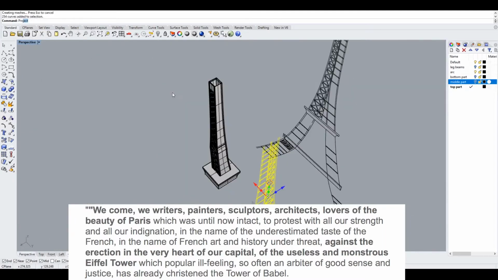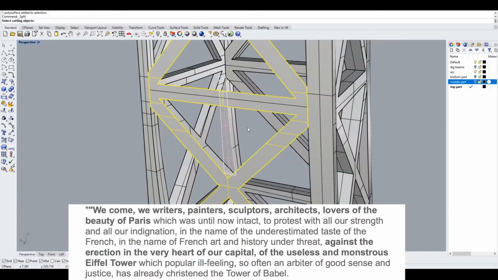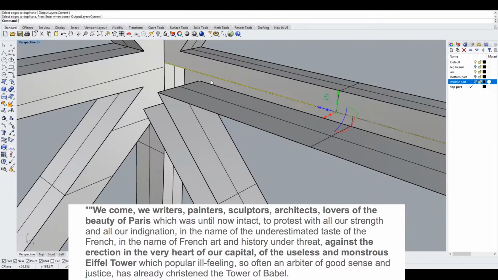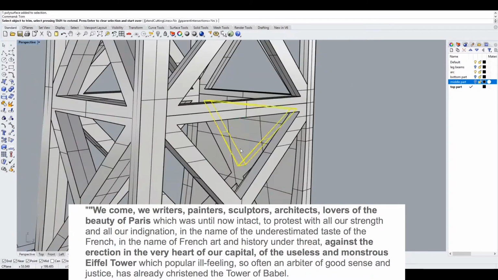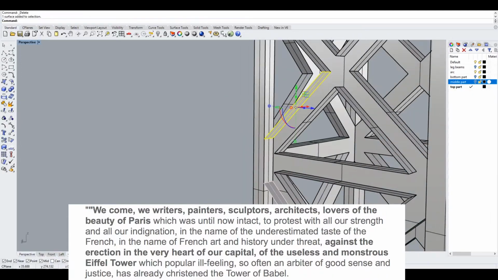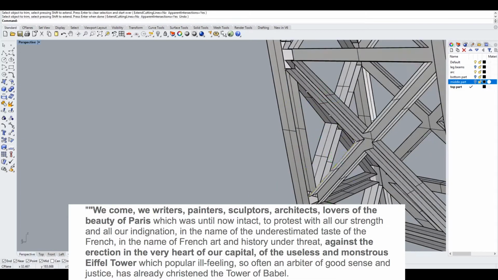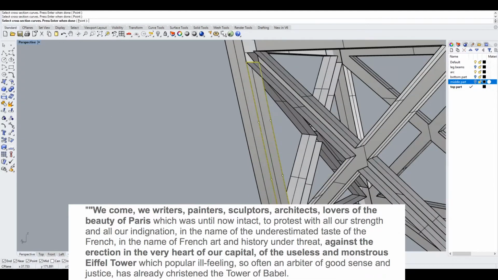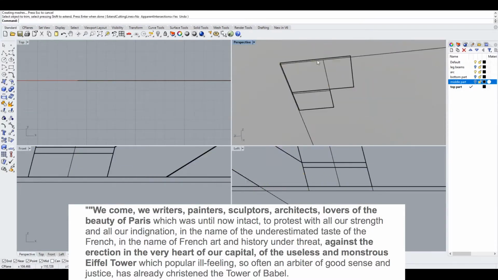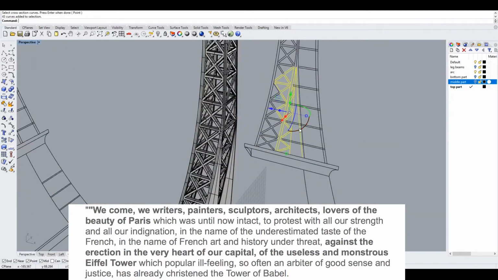We, writers, painters, sculptors, architects, passionate lovers of the beauty, until now intact, of Paris, hereby protest with all our might, with all our indignation, in the name of the French taste gone unrecognized, in the name of French art and history under threat, against the construction, in the very heart of our capital, of the useless and monstrous Eiffel Tower.